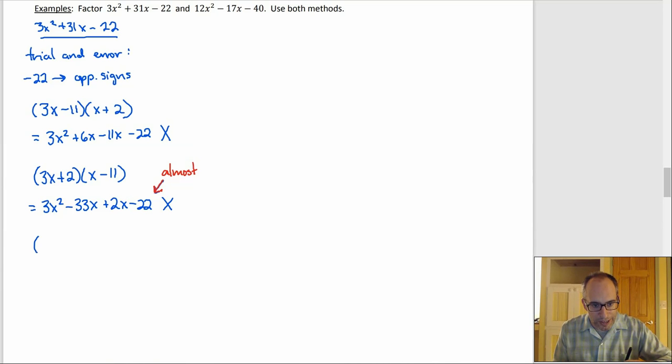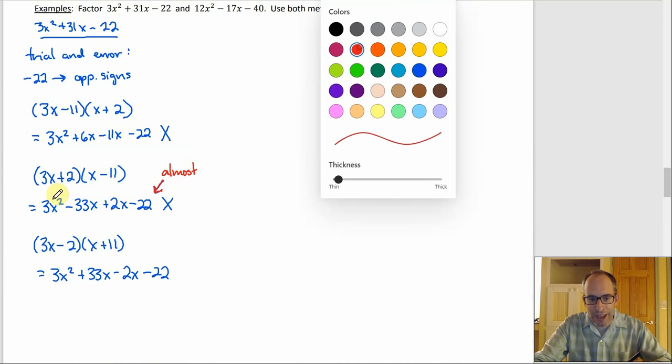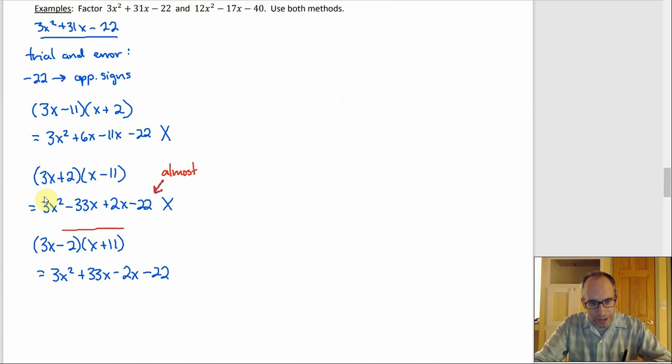I'm just going to flip the signs and say it's 3x minus 2 times x plus 11, and let's see what we get. If we multiply that out, we are going to get 3x squared plus 33x minus 2x minus 22. Good. That's a plus 31. We got it. So that means that this right here is the answer, because it multiplied out correctly. It gave us what we wanted. So good, right? We got our 31x right there.